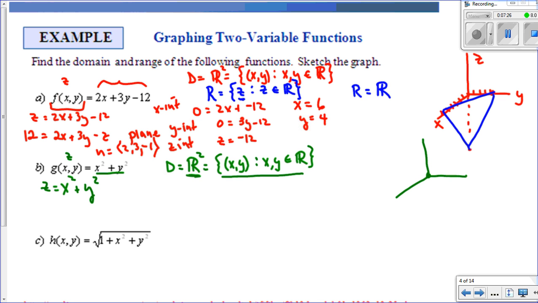If x or y are 0, so if we're talking about the xz trace, that means that y is 0, then we have the equation z equals x squared. We saw the xy trace was just a single point, so now we want the yz trace. So let x be 0, and you've got z equals y squared, which is also a parabola. So we have a parabola in this direction and in the other plane.